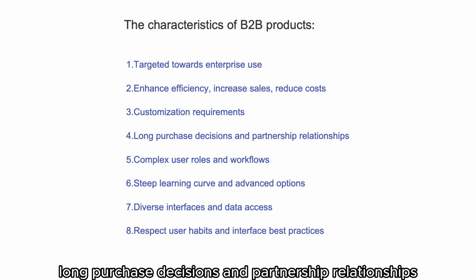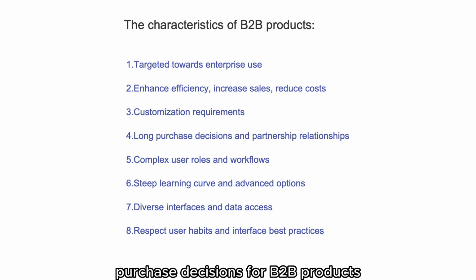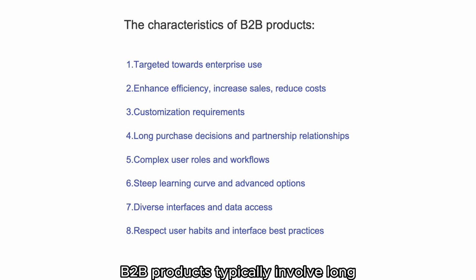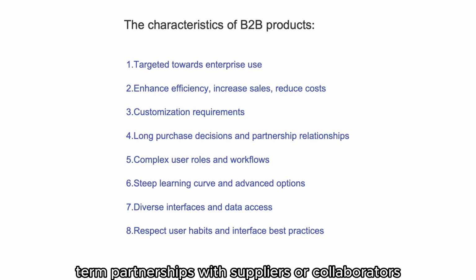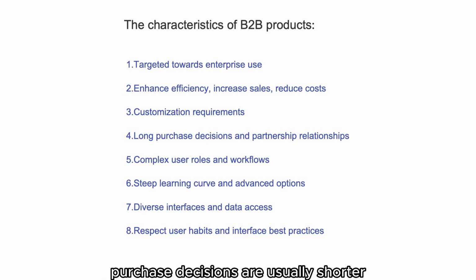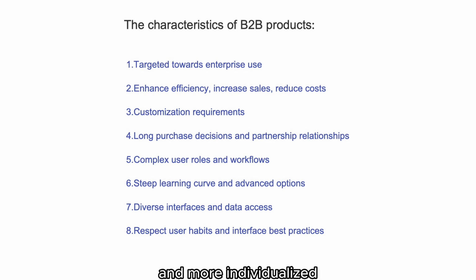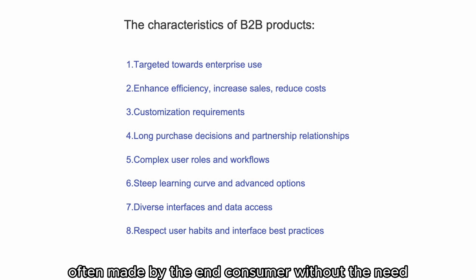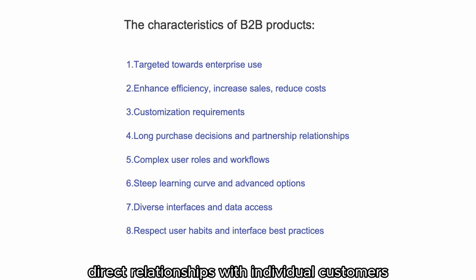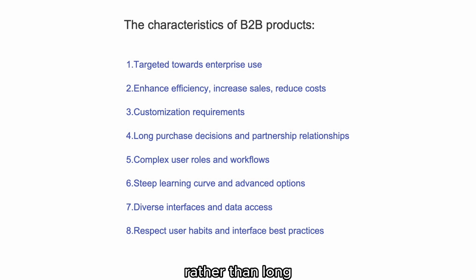Long purchase decisions and partnership relationships. Purchase decisions for B2B products often involve a lengthy process and multiple levels of approval. Additionally, B2B products typically involve long-term partnerships with suppliers or collaborators, so product design needs to consider these factors. For B2C products, purchase decisions are usually shorter and more individualized, often made by the end consumer without the need for extensive approval processes. B2C products also tend to focus on building direct relationships with individual customers rather than long-term partnerships with other businesses.